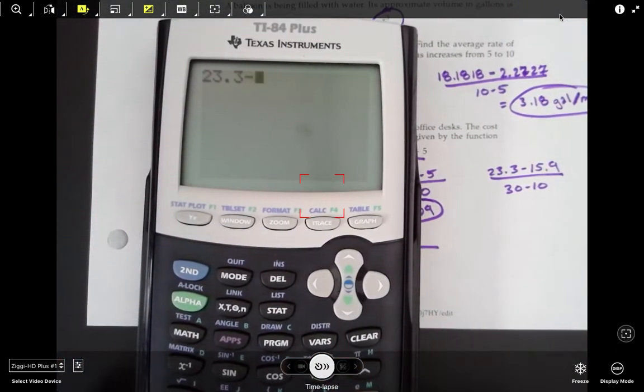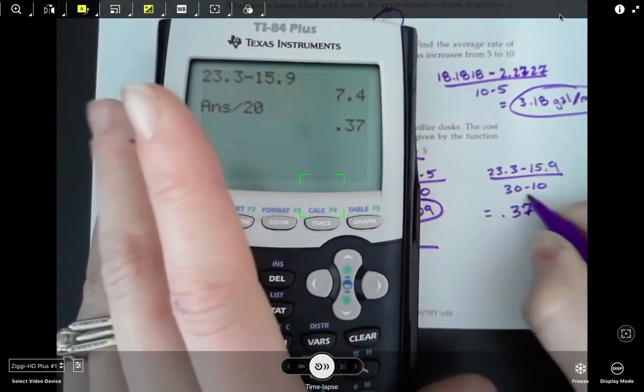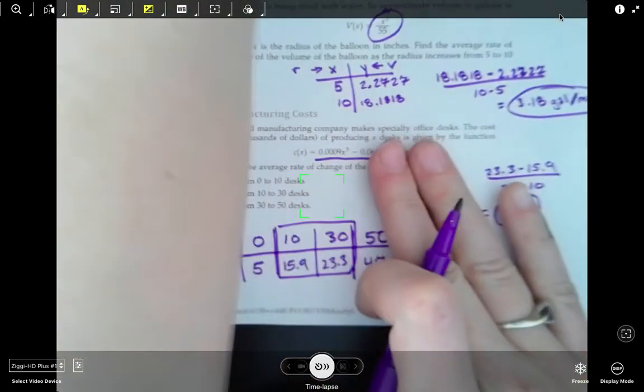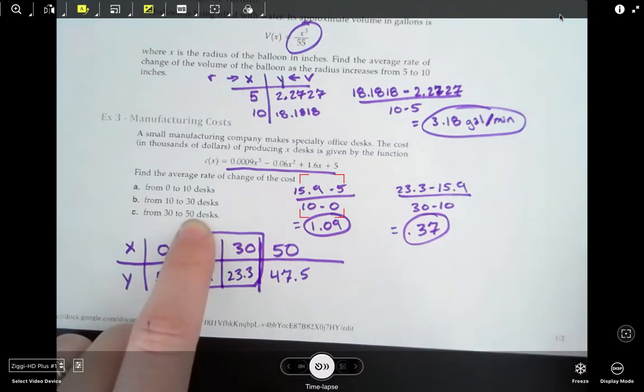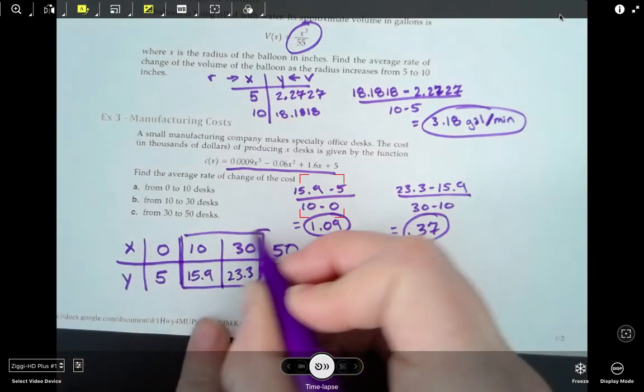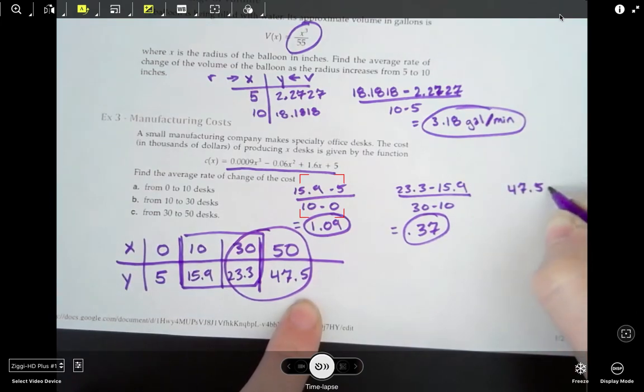23.3 minus 15.9 divided by 20 is 0.37. And the last one is 30 to 50 desks. Okay, so that's going to be these two sets, 47.5. Again, you're just basically finding slope here: 23.3 divided by 50 minus 30.